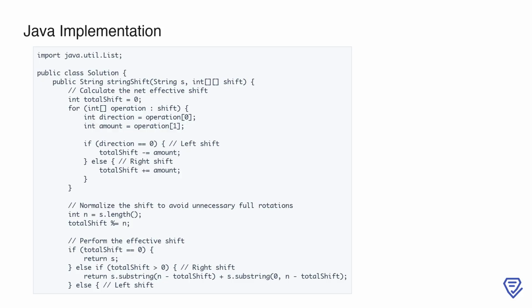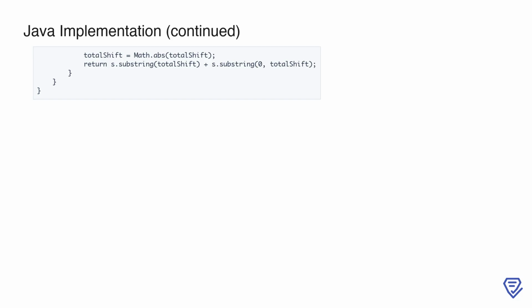With the normalized shift value, we can now determine how to rearrange the string. If totalShift is 0, the string remains unchanged and we simply return s. Otherwise, we proceed to check whether the shift is positive or negative to handle the two cases, right shift and left shift. If totalShift is greater than 0, it indicates a right shift. In this case, we split the string into two parts, the last totalShift characters and the remaining characters at the beginning. We then concatenate these two parts in reverse order to achieve the desired right shift.